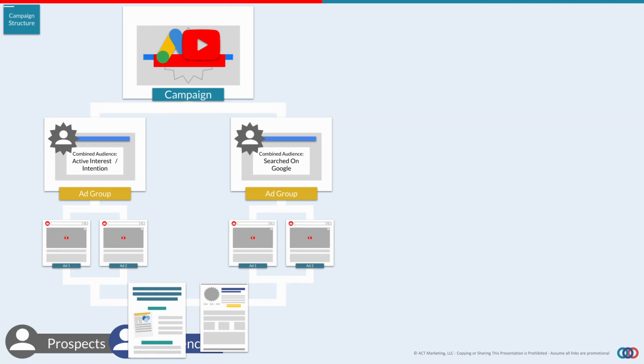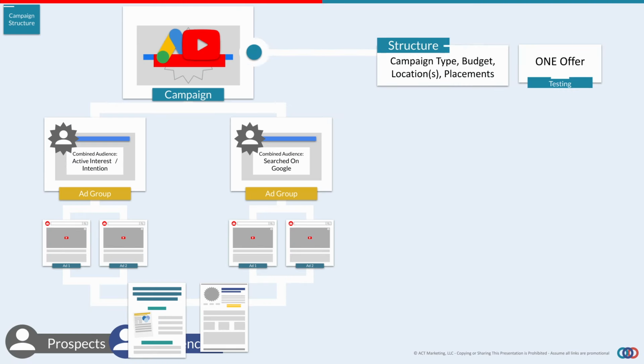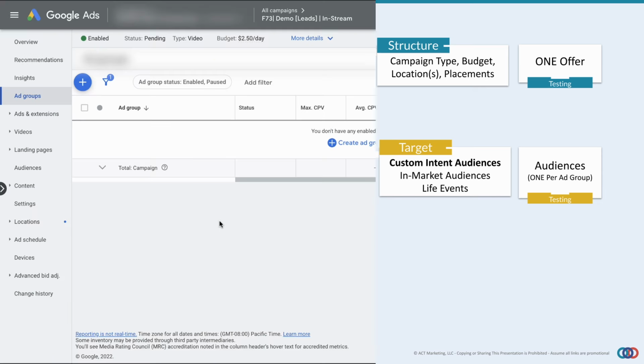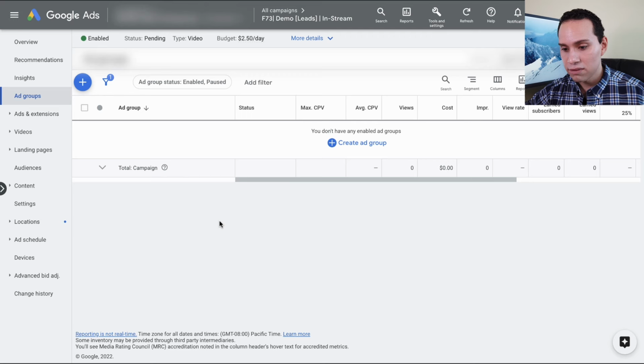So here's a diagram of the campaign that we are about to set up. So at the very top, the campaign level, we've just set our placements, our languages, and of course the locations that we want to run our ads in. And now we are at the ad group level. And so this is going to be where we're going to set up something called custom intent audiences, which we'll get to in a moment. So let's go ahead, jump back into the interface here.